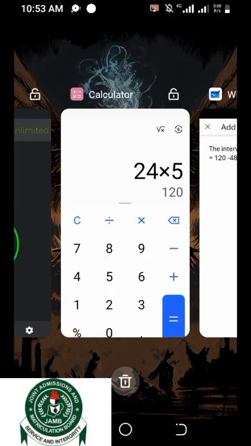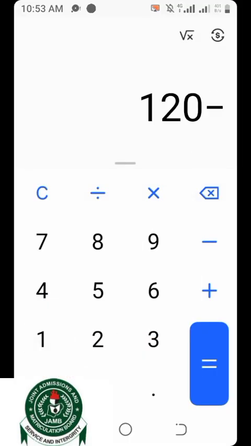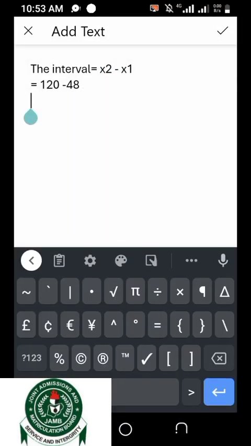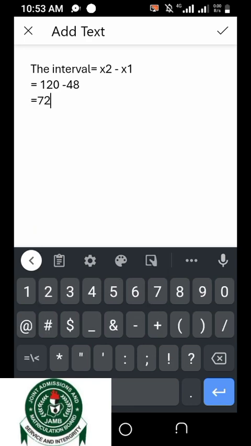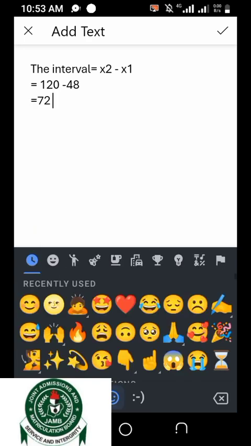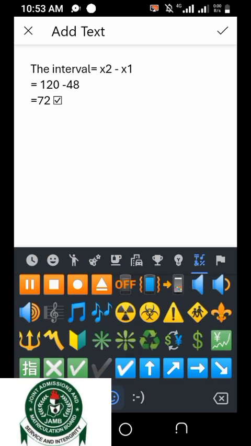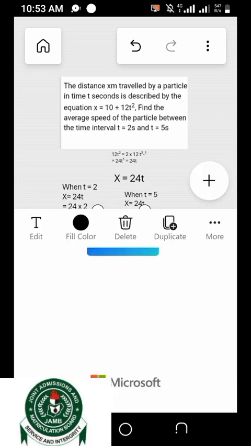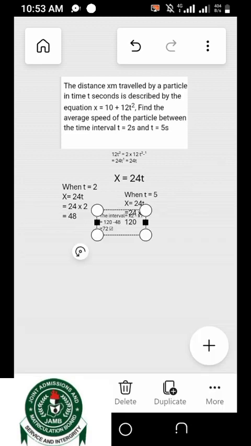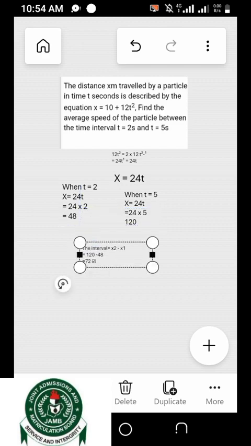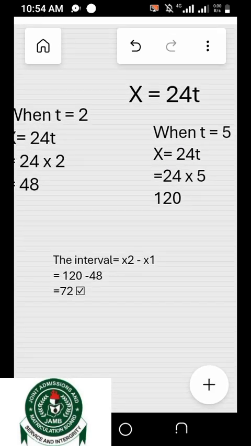So we can go straight to our calculator. 120 minus 48 is equal to 72, right? So 72 is very correct. Very, very correct. So take notes. That's our correct answer. So take note of that when you are differentiating or when you are asked.